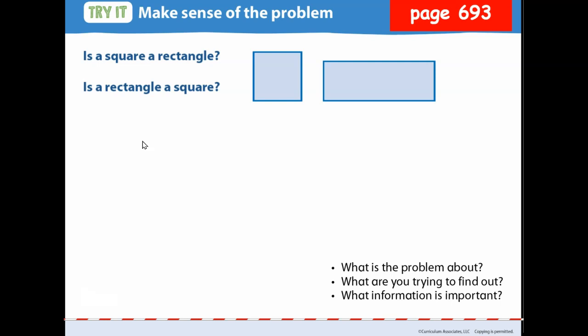Now, is a rectangle a square? No. The only difference is that in a square, all the sides are the same length, while in a rectangle, the opposite sides are the same length. That means this side is equal to this side, the left side is equal to the right side. That's when they say opposite sides are the same length. While the square, all the sides are the same length. That's the only difference.